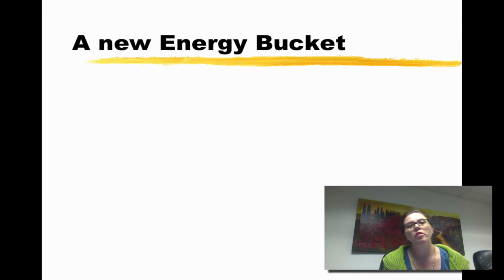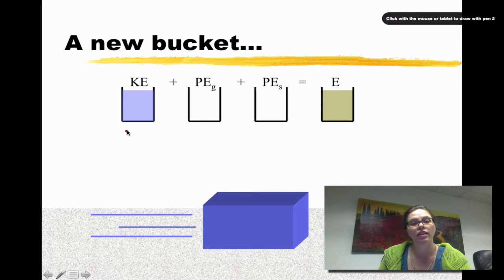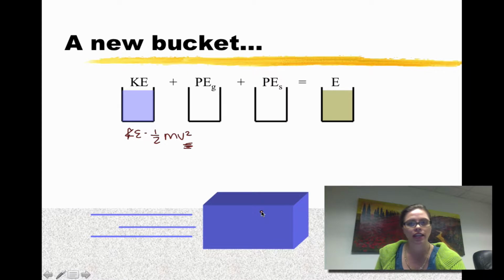So now we are going to be introduced to a new energy bucket. So we have the kinetic energy, and kinetic energy, as you recall, is 1/2 mv squared. So it relates directly to the motion. The faster the box is moving, the more kinetic energy we have.